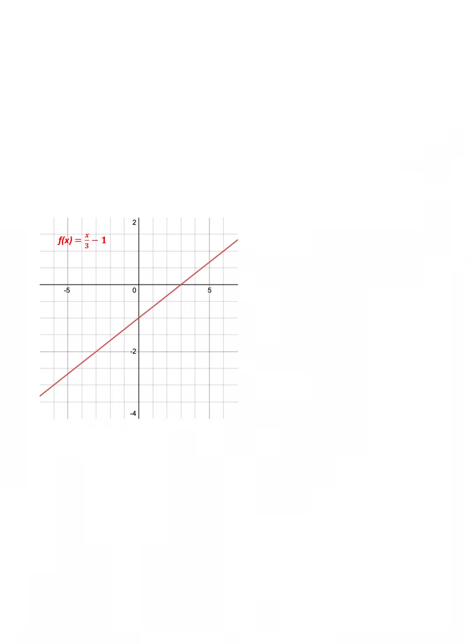All right, so now let's look at another straight line, but let's say that we've got this straight line here of x over 3 minus 1, all right?